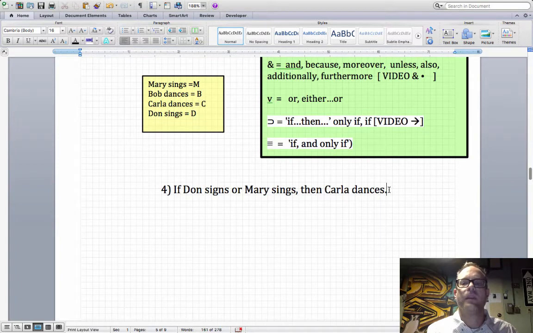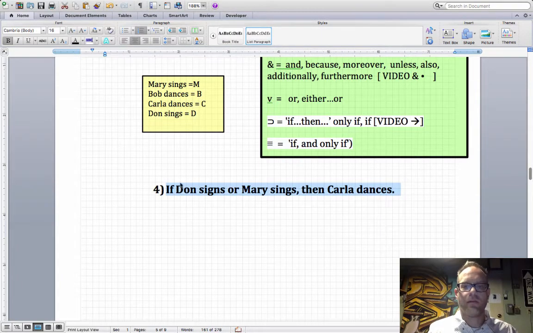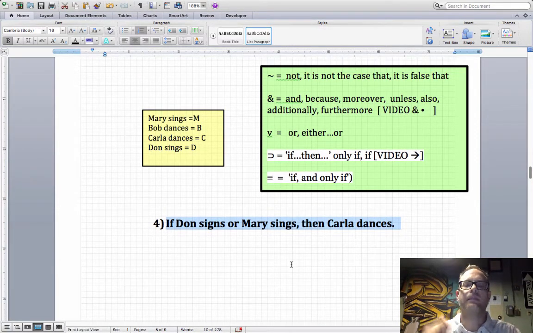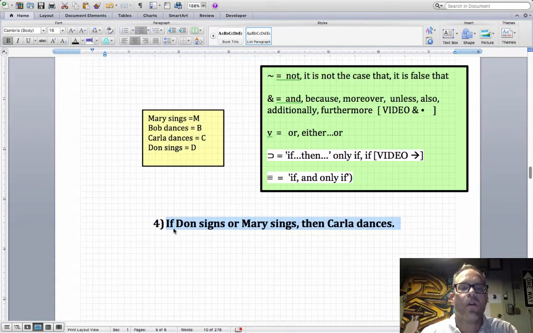Right here, number 4, we love you, number 4. So you might want to pause and try to translate it on your own for a second. All right, now, first thing we want to do is look for our logical operator. And when I read number 4, the very first word is if.